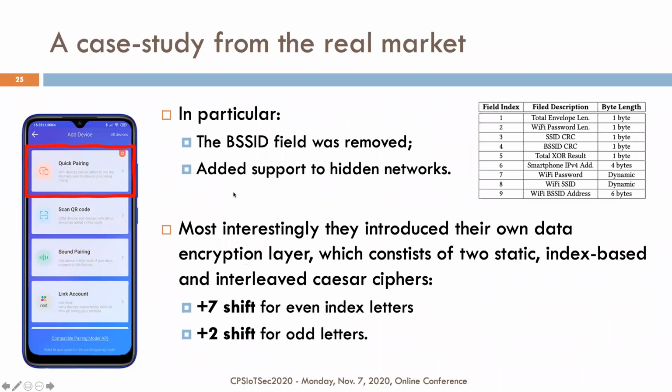But the most concerning part is that they removed the support for the BSSID field, and also they supported hidden networks. Most interestingly, they introduced their own data encryption layer, which consists of two static, index-based and interleaved Caesar ciphers, in particular a shift of +7 for even letters and +2 for odd letters. Besides the weaknesses of this cipher, the real problem is that this corresponds to basically statically wiring the encryption key, in this case the rotation shift, inside both the application and the supported IoT device.